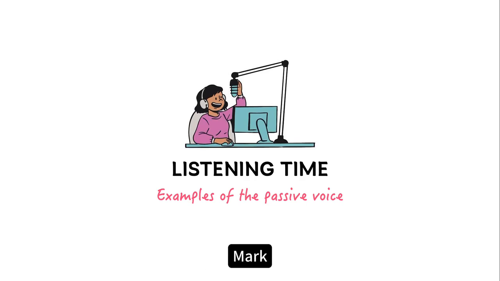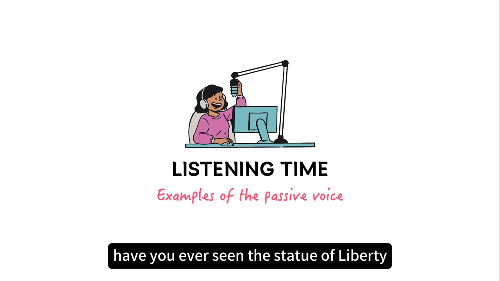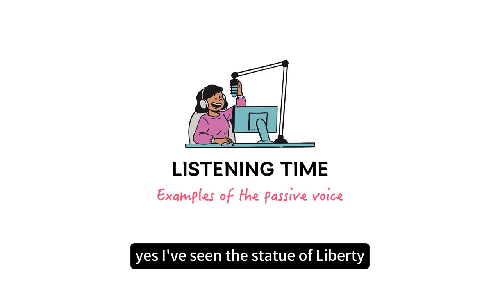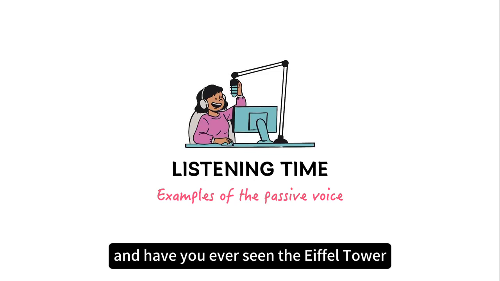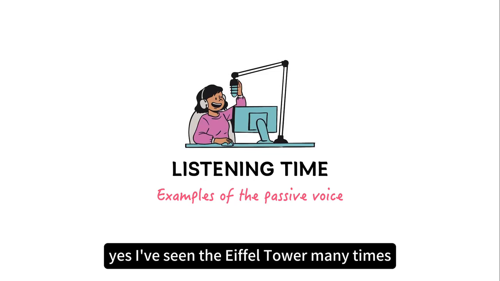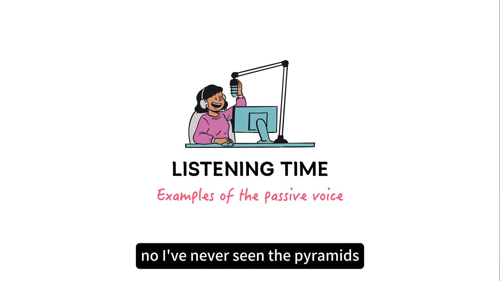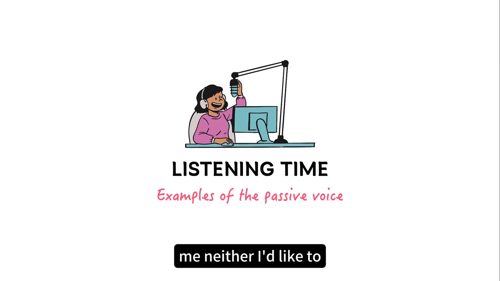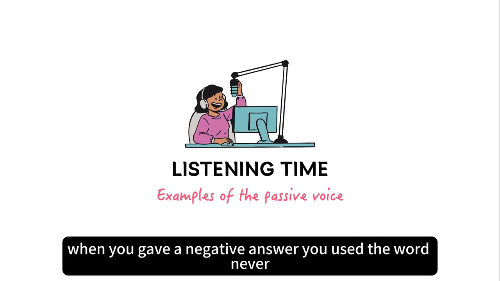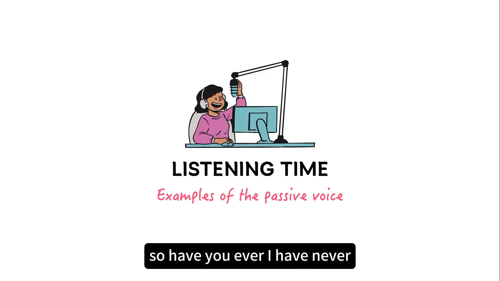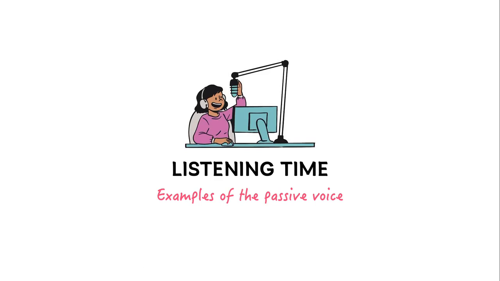For example, Mark, I could ask you, have you ever seen the Statue of Liberty? Yes, I've seen the Statue of Liberty. And have you ever seen the Eiffel Tower? Yes, I've seen the Eiffel Tower many times. And have you ever seen the pyramids? No, I've never seen the pyramids. Me neither. I'd like to. Me too. So notice there, when you gave a negative answer, you used the word never. So have you ever? I have never.